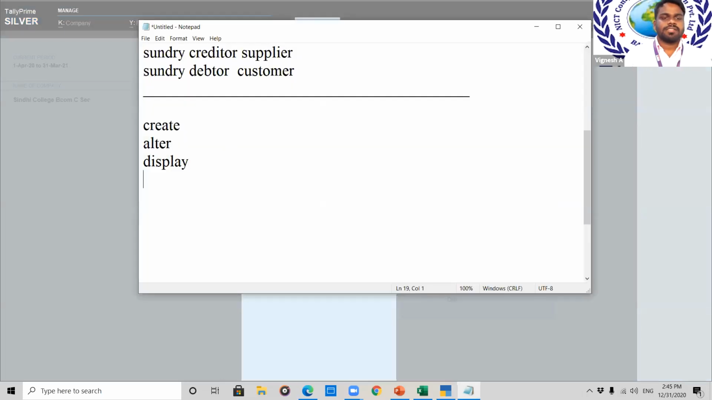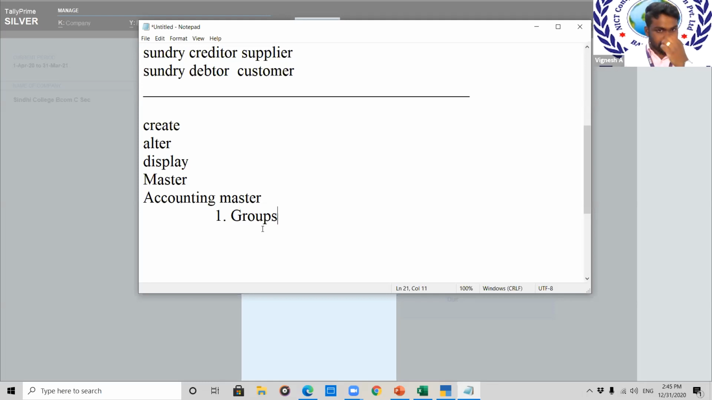When it comes to masters, we have accounting masters. First, in your accounting masters, we're going to check something called groups. Groups, in the sense, the structure of your reports is done in this only. This is the main concept of Tally. You need to know it not only for Tally; if you learn any other accounting software, this is the main part you need to understand. One thing, that is groups.